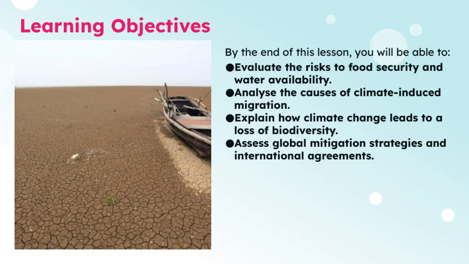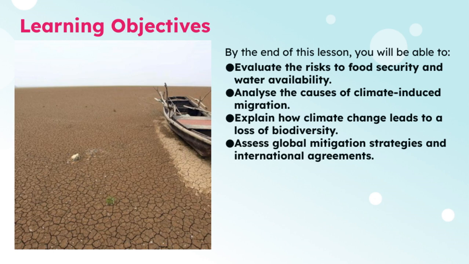By the end of this lesson, you should be able to do four things. First, you should be able to evaluate the risks to food security and water availability. Food security means having reliable access to enough safe and nutritious food. Water availability means whether people have enough clean water for drinking, farming, hygiene, and industry.